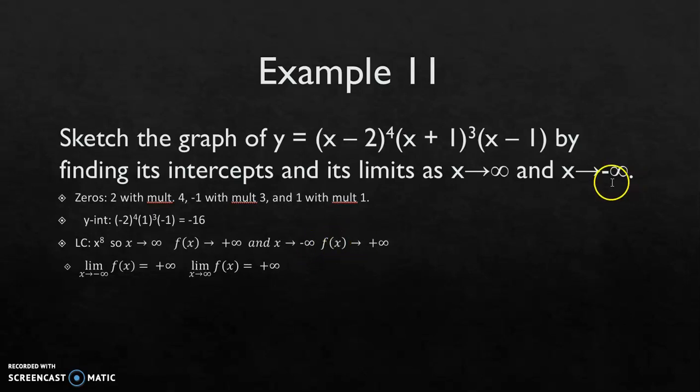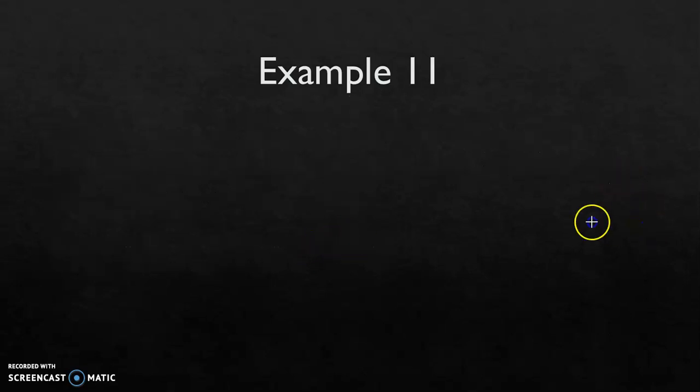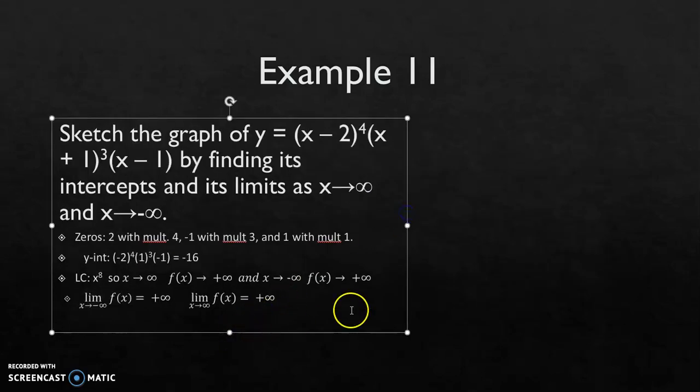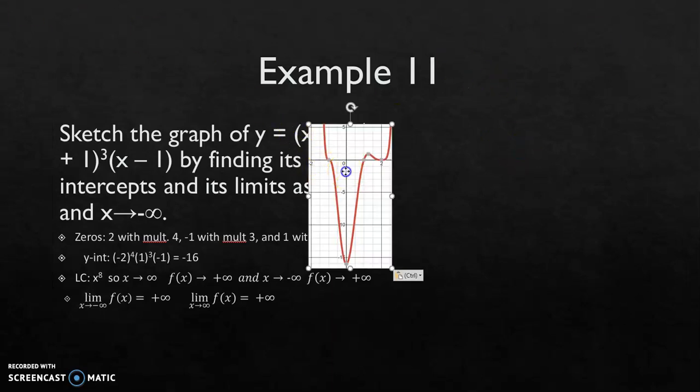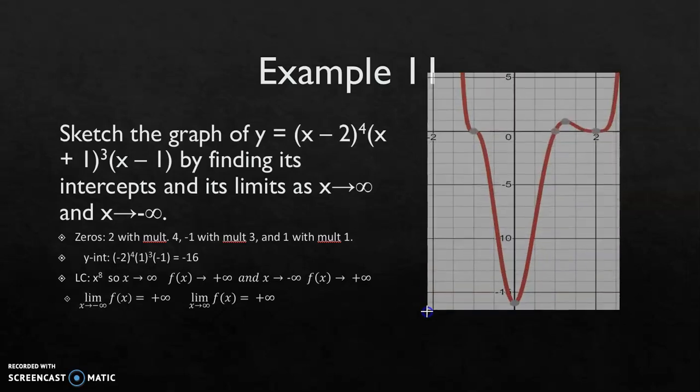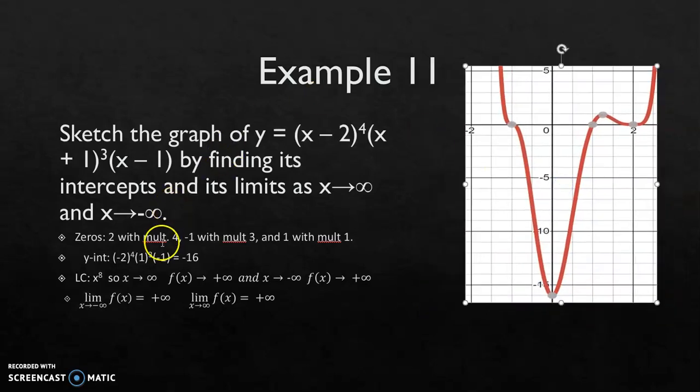So the last thing I need to do is graph this. I'm just going to make a little room here and put the graph up. Okay, here's the graph I got. Now notice the even multiplicity means that it is touching the axis and bouncing back. The odd multiplicity means it goes through the axis. And see it's approaching positive infinity in both of these spots. So that's my graph.